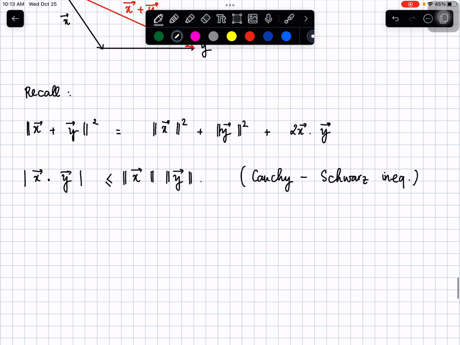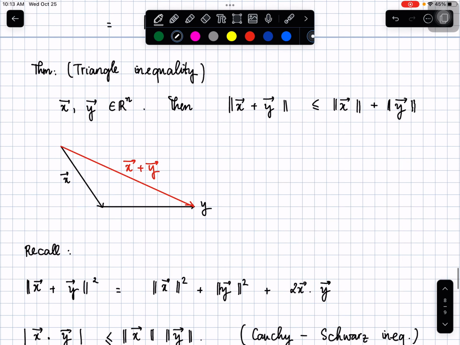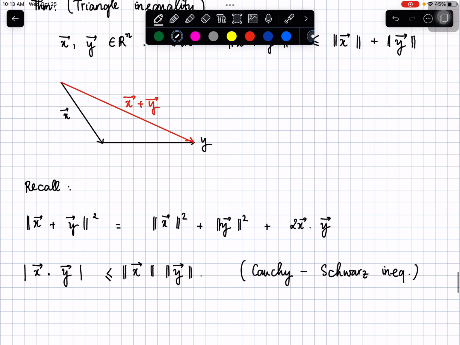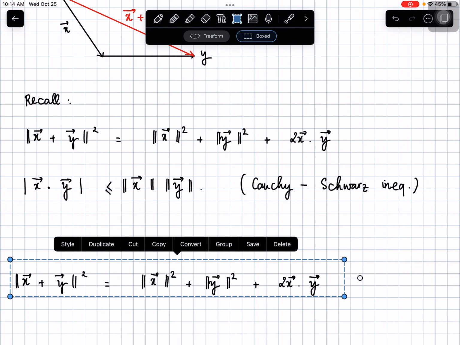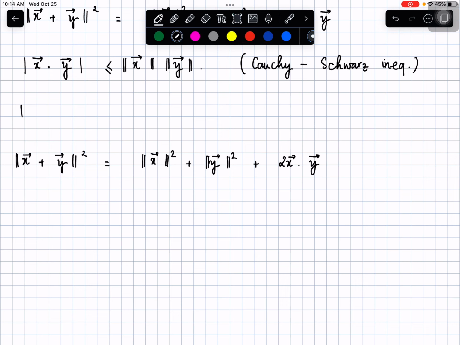Okay, now using these two theorems, we can prove the triangle inequality. So now we have proved the triangle inequality. So the length of x plus y squared equals this one.